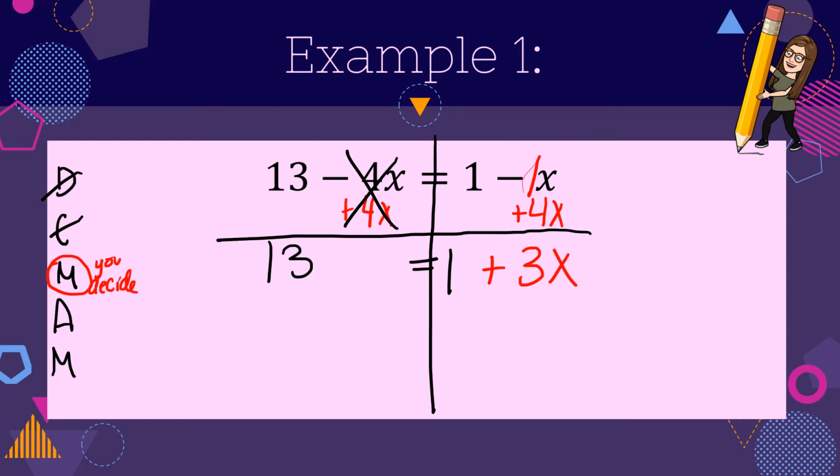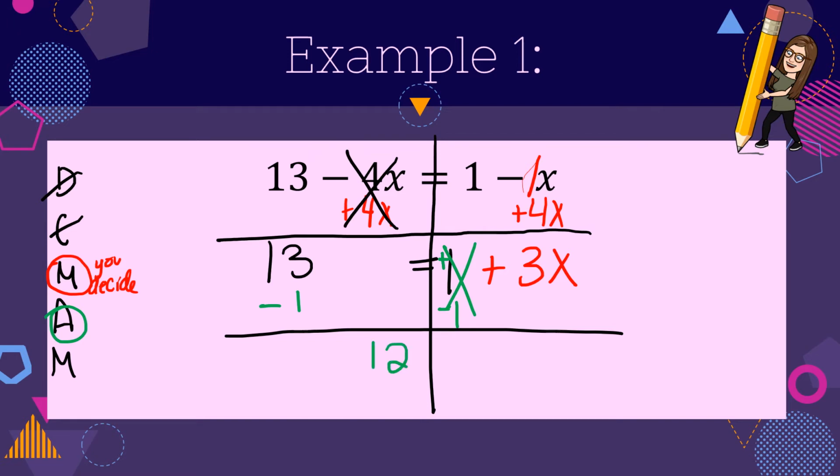All right, next step is to add or subtract. Undo any addition or subtraction. Well, I can't move the 13 because it's already a loner. So I'm going to take care of that 1. Instead of a positive 1, we're going to minus 1. The opposites go away. 13 minus 1 gets me to a nice clean 12. I'm going to kick it over a little bit. And the 3x falls down because we didn't use it.